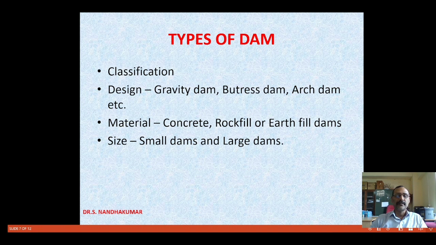we call it a big dam. Also, the height of the dam is very important, that is 15 meters. The height of the dam should be 15 meters, the capacity of the reservoir not less than 1 million cubic meters, the length of the crest not less than 500 meters, and the water discharge level 2000 cubic meters per second. These are the things by which we take it as a big dam. If it is less than these criteria, we call it a small dam.